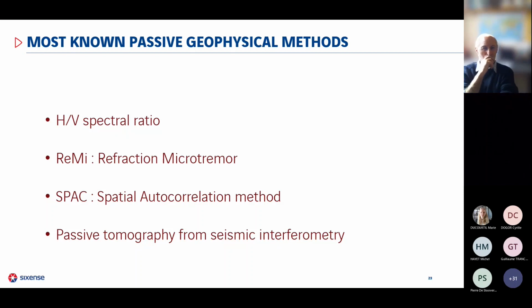In the following, I will present these different passive seismic methods. There are other methods, but these are the most common ones. I'll cite them: the H/V spectral ratio, refraction microtremor, spatial autocorrelation, and we'll focus a bit more on passive tomography from seismic interferometry, only because it's a new method and it's less known in applied geophysics.